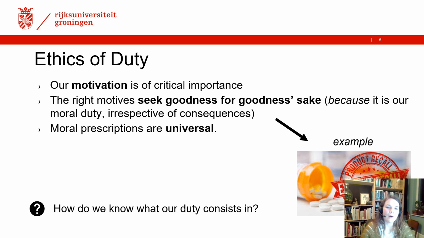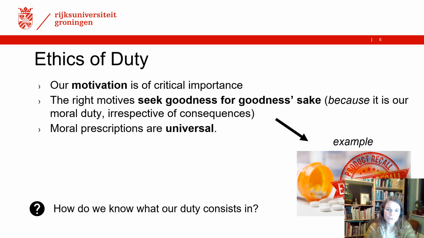One other important aspect of the ethics of duty, for deciding whether an act is morally right or wrong, is the fact that these moral prescriptions, these moral rules that you need to seek goodness for goodness' sake, are universal, right? So it's for everybody. And again, that links back to the Enlightenment principle that everybody is rational and thus has some sense of human autonomy and human dignity, which also means that this moral duty is the same for everybody. So everybody has to obey these moral rules.